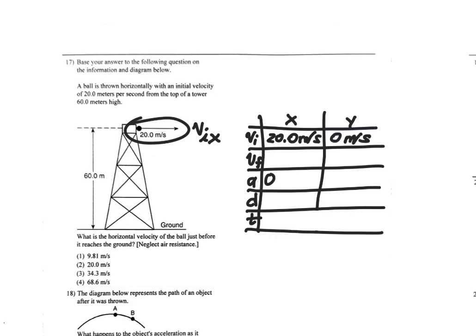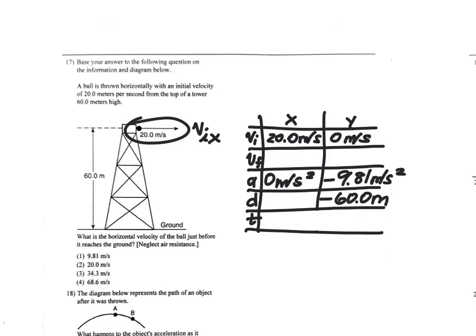We know, of course, that there's no acceleration in the x direction, and the y acceleration is down towards the ground due to gravity at negative 9.81 meters per second squared. The ball falls 60 meters. I'm going to make that negative because it's falling down vertically, and that's all that we know.